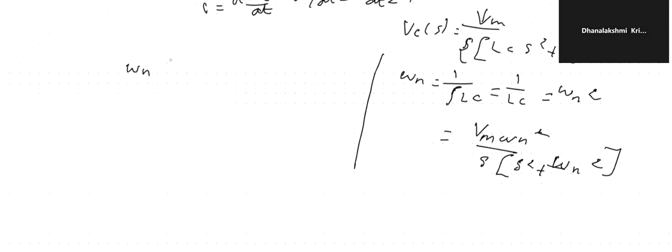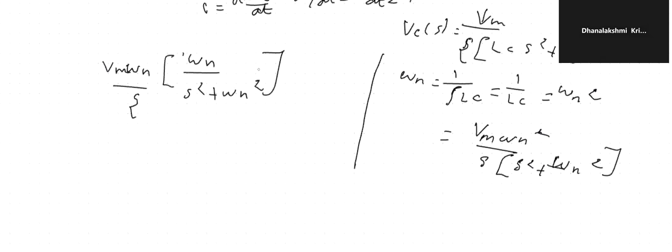Vm omega n is taken as common. Then omega n by S squared plus omega n squared is the sin omega n t. Taking the inverse Laplace transform, we get Vc of t is equal to omega n Vm integral 0 to t of sin omega n t.